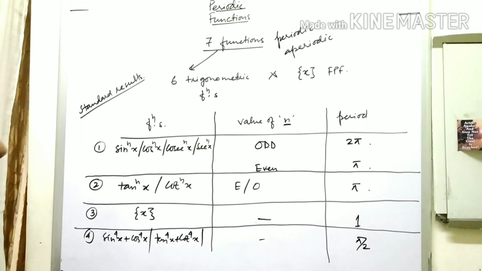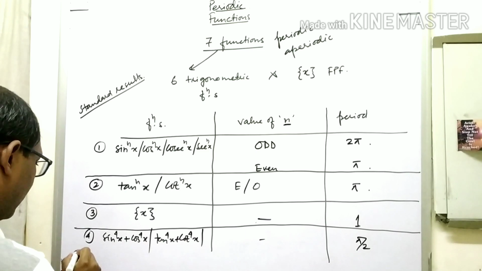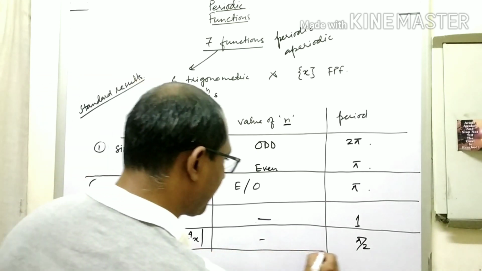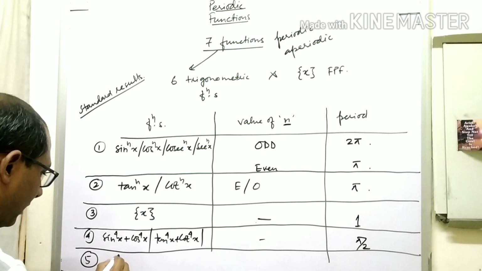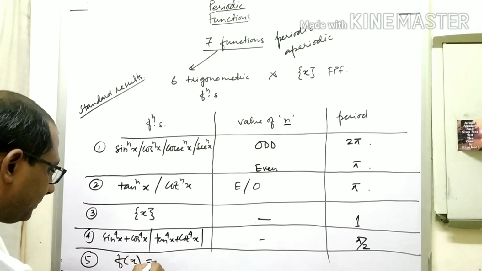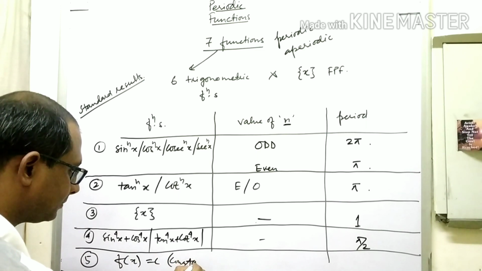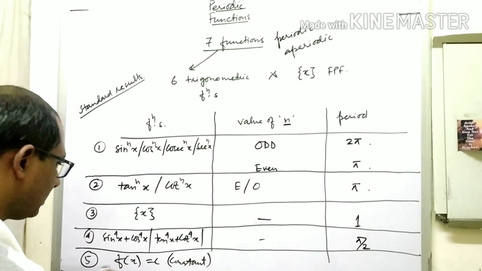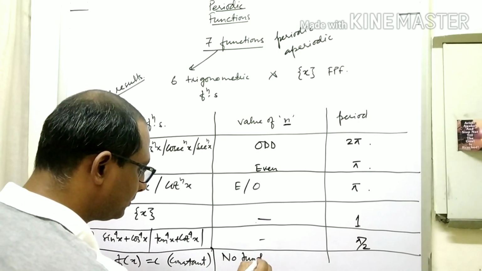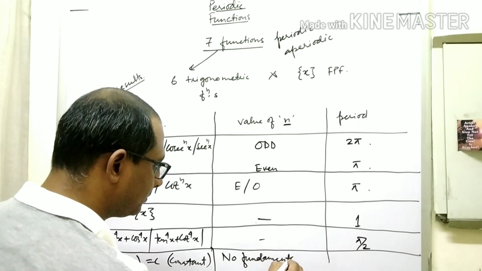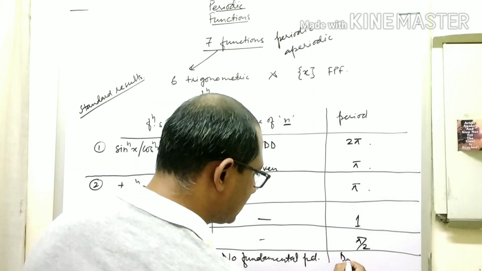Now some of you are maybe thinking, what about sin square x plus cos square x? I'm coming into it. Okay, the next point is that only. The fifth is f(x) equal to c, a constant function. Okay, no fundamental period. Does not exist.